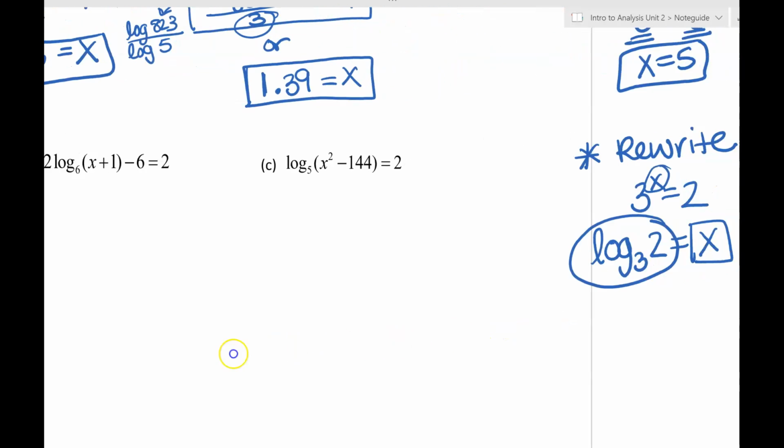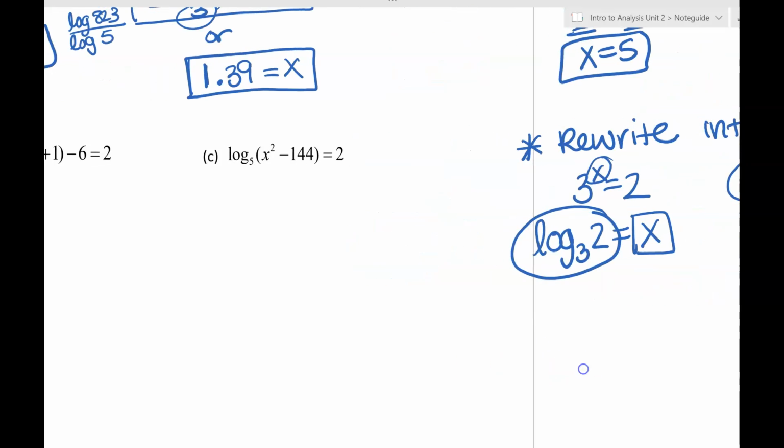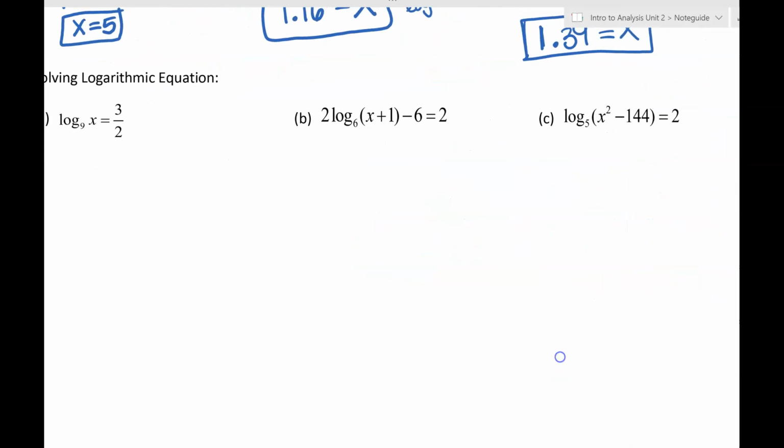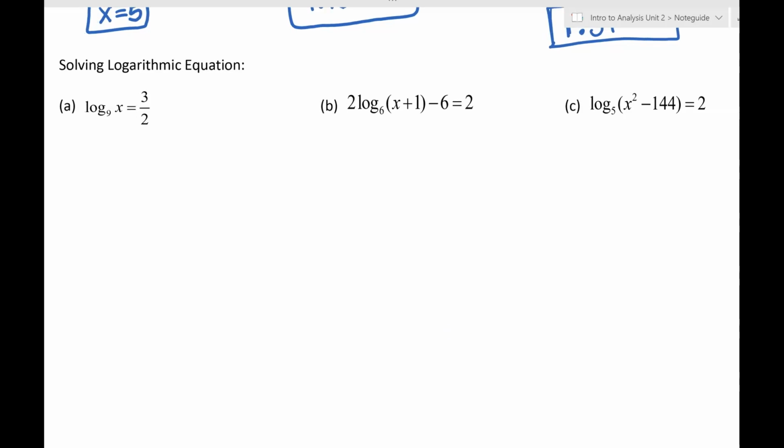So what I'm going to do here is try to get the log alone and then rewrite it. So again, sorry for all the scrolling. I want to try and get it in this format where I have the log of one side and something else on the other, and I can rewrite it into something more solvable for me. So for the first one, the log is already alone. If I don't know the answer, I'm going to try to rewrite this. So 9 is the base, 3 over 2 is the exponent, and that would be set equal to x. So technically you've solved, but you need to see if you can simplify.